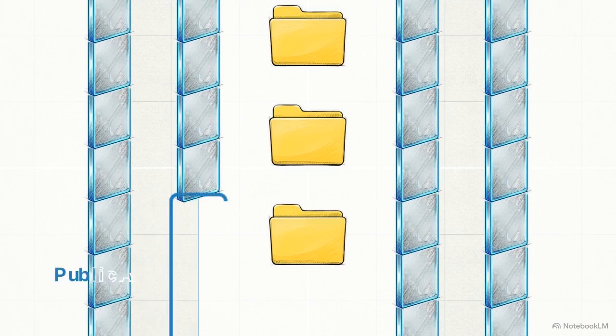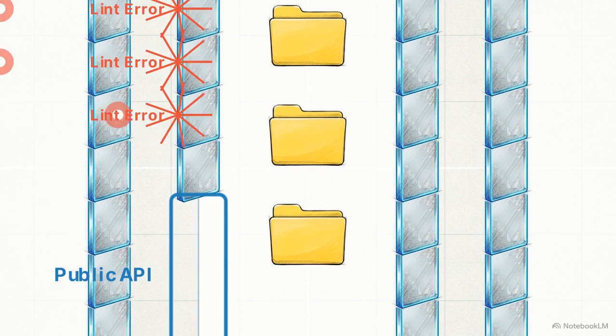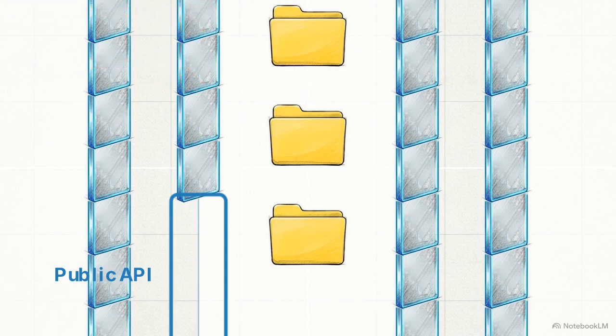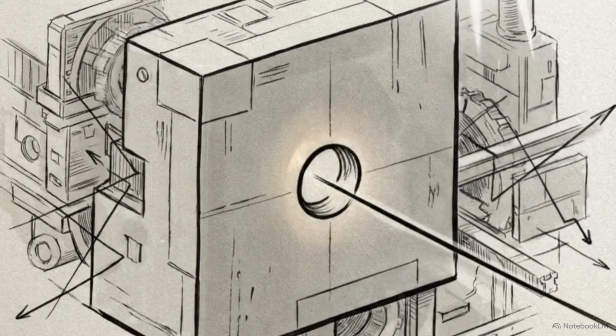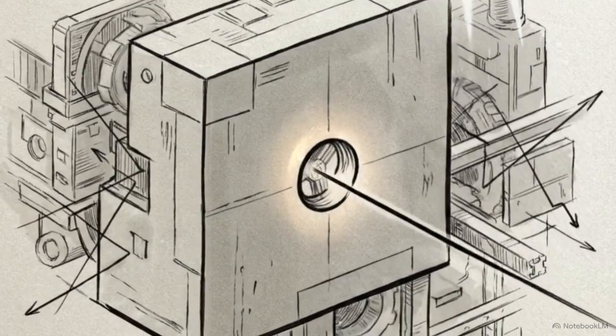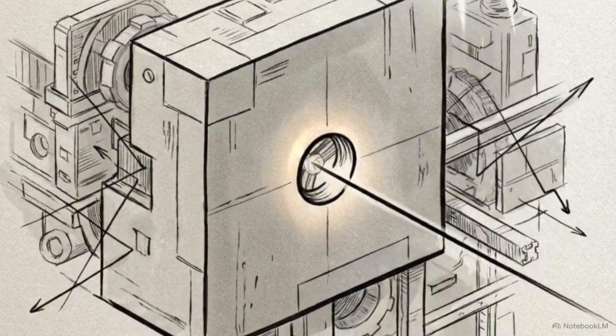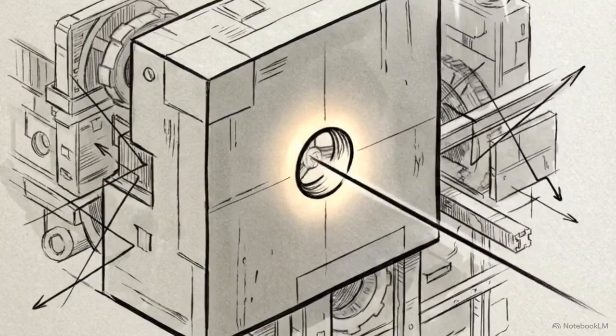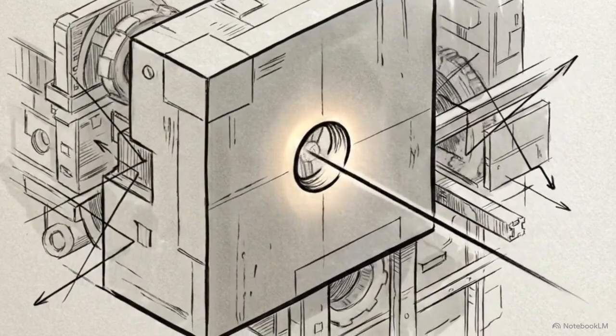The critical rule of FSD is the public API gate. Consumers may only import code from a slice's root index file. Zooming in, external requests either pass through this entry point or are rejected by automated linting. This gate acts as a technical firewall. By enforcing strict contracts at the boundary, teams can rewrite internal logic without breaking dependent modules.